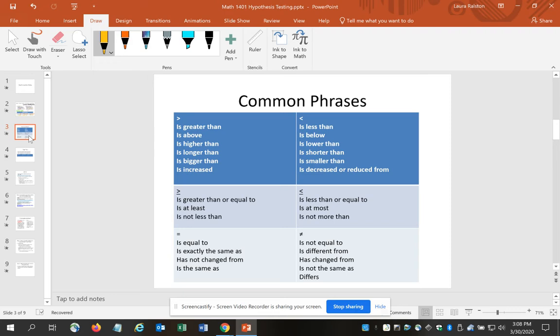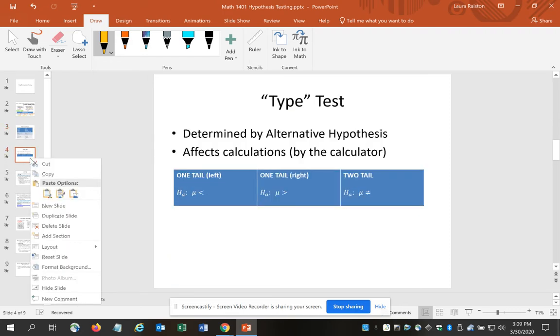It is not comprehensive. It doesn't include every possible phrase, but it does give you an idea of some phrases that you might see in the scenarios that you're going to be dealing with to let you know when you should use greater than or less than, equal, not equal, and so forth. So that particular table or graphic might be helpful to you as we continue through this discussion and we get into looking at examples.